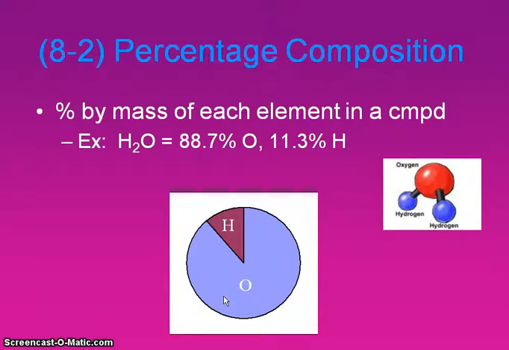Chapter 8, Section 2, Part 1 discusses percentage composition, which is the percent by mass of each element in a compound. So for instance, here we have the water molecule. Even though there are 2 hydrogens and only 1 oxygen, by mass the majority of this molecule is oxygen. You can see in the pie chart that almost 89% of the molecule is made up of oxygen, while only about 11% is hydrogen.